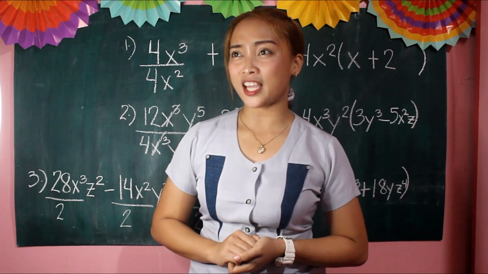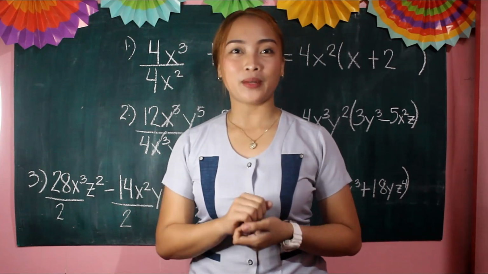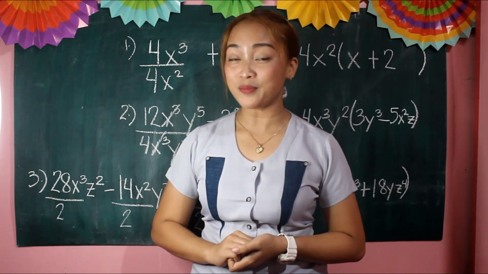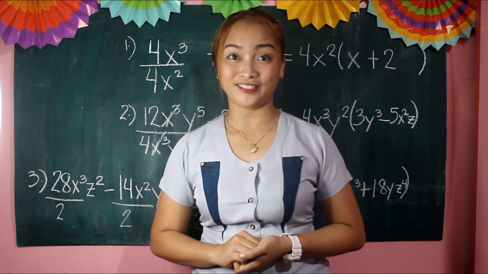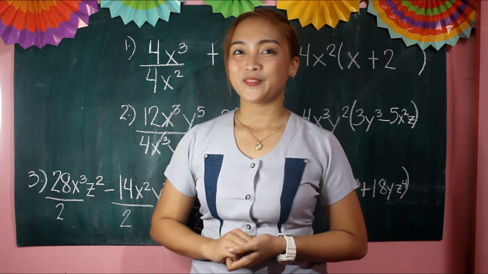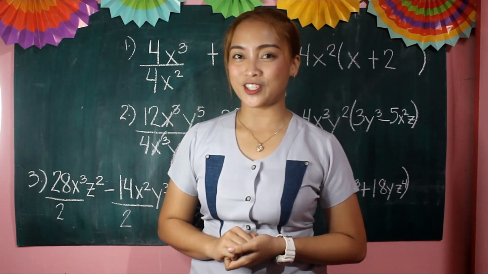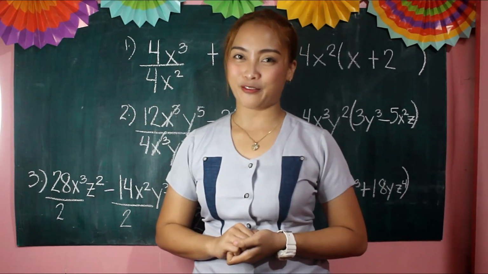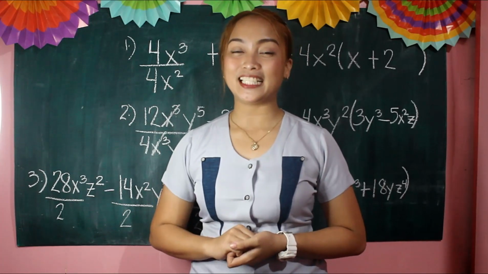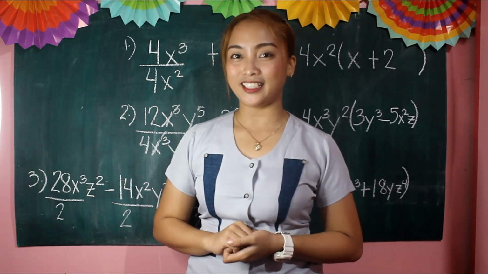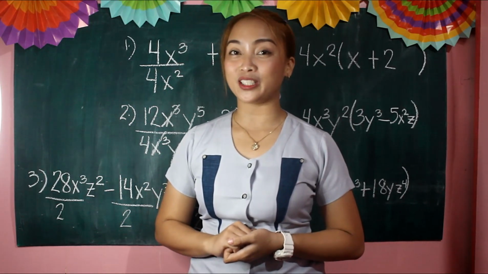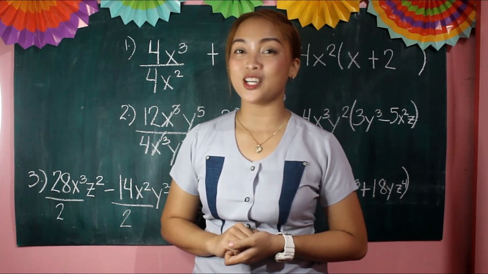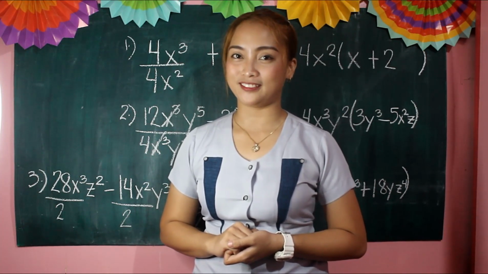Kung binomial ba siya, trinomial ba siya, para ma-determine natin kung ilang terms yung hahanapan natin ng common monomial factor. Second step, tingnan yung mga numerical coefficients natin at saka kunin ang kanilang GCF. Third step, tingnan din yung bawat variable natin kung may common ba sa bawat terms. And then, find the least exponent of that variable.